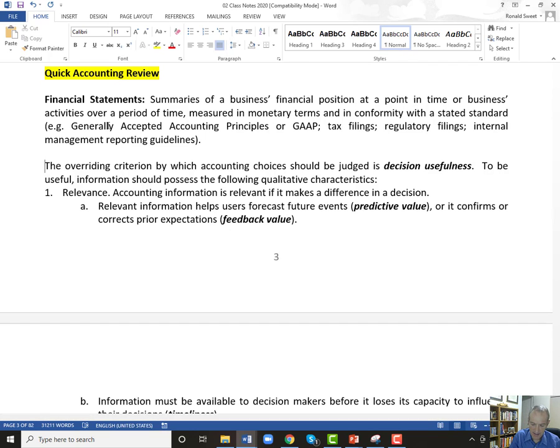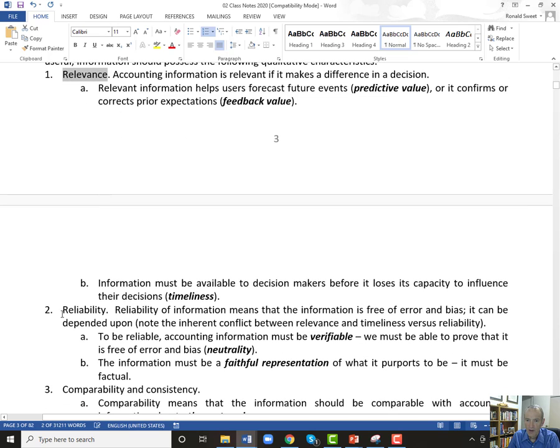So accounting says they have some criteria. Their goal is to be useful for decision making. And so if they're going to be useful for decision making, the accountants say there's 3 things. This is coming from the accountants. This is not my opinion. This is coming from the actual rules of GAAP accounting, what you're trying to accomplish. And what the accountants say they want is relevance, number 1, reliability, number 2, and comparability and consistency. All right. So those 3 things.